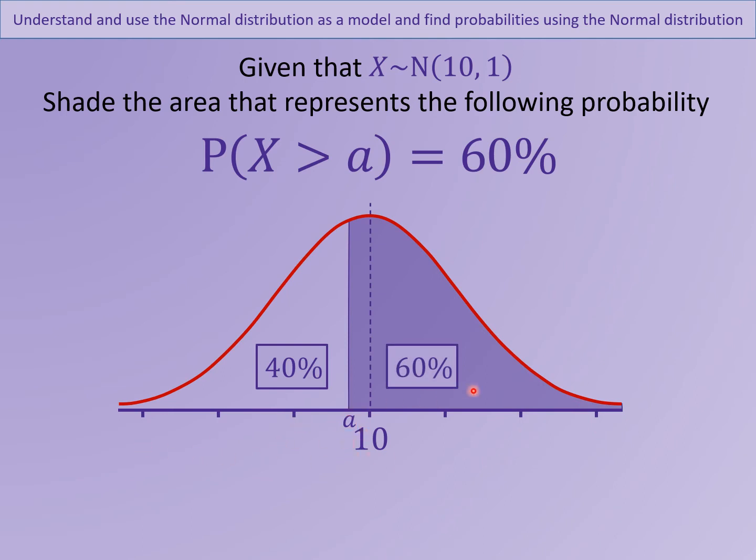Greater than 60 is this region, so less than this region will be 40, and that's the one we're looking for on our calculators. So a value of about 9.75 to me would make sense because that's 10 and that's 9. So 9.75 seems about correct.